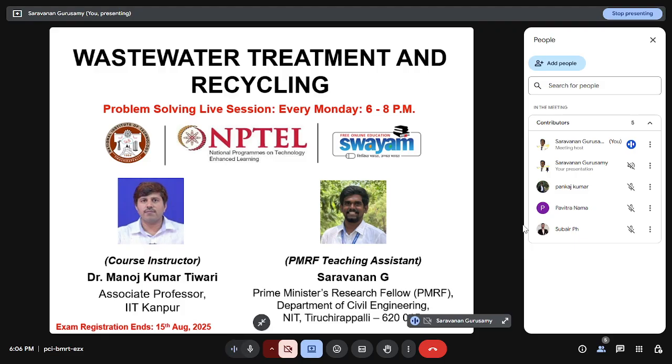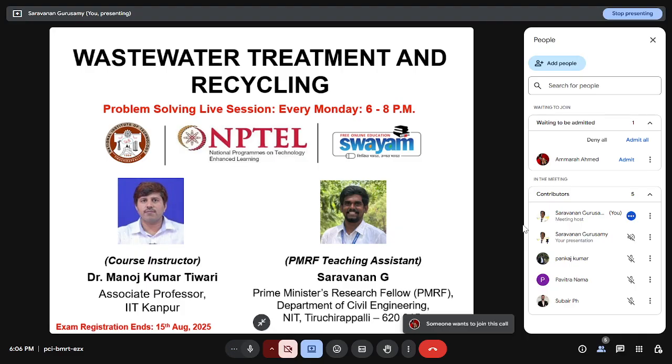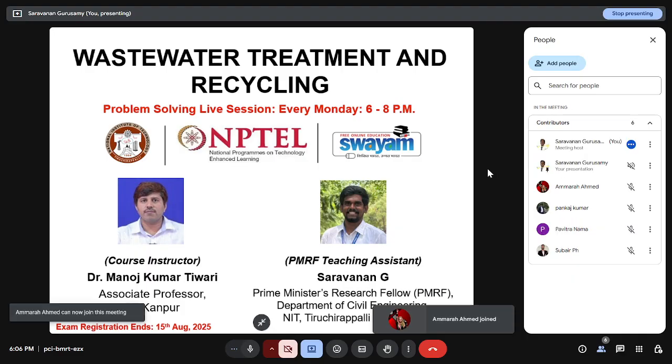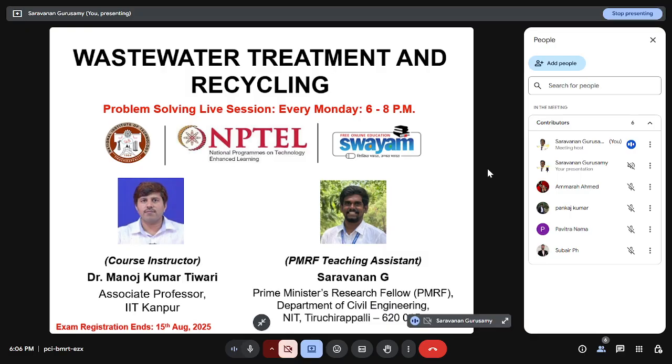In the first week we discussed the basics of wastewater, the sources of wastewater, and how to quantify the wastewater. In the second week we discussed how the population is changing and how to predict the future population to design the wastewater treatment plant. In the third week we discussed the types of treatment systems, and in the fourth week we discussed the reactors. Today we are going to discuss the primary treatment systems.